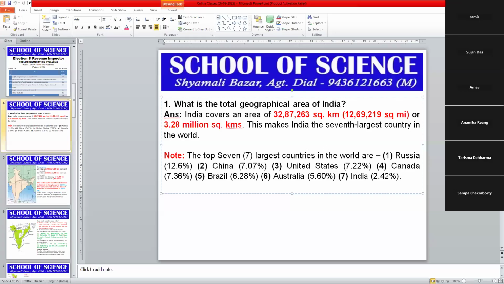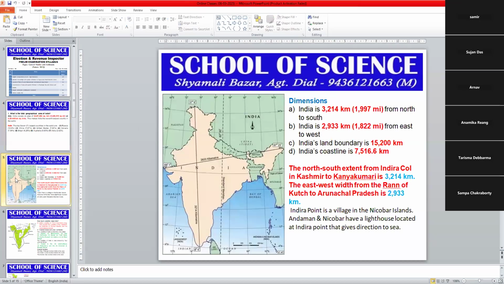But India has only 2.42% of the total geographical area of the world. And Russia has the highest, having 12.6% of the total geographical area. That's very, very important.